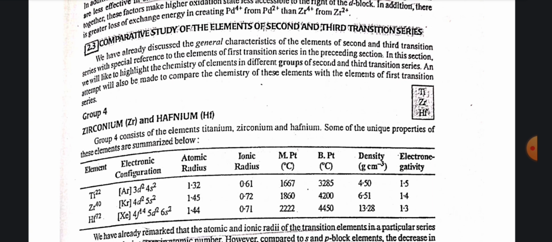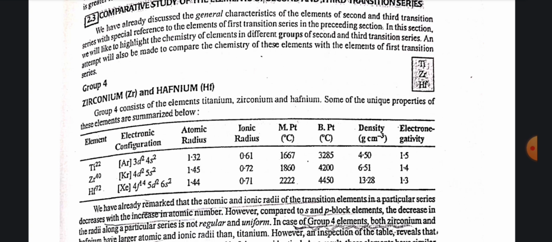Now we will talk about the comparative study of the elements of the second and third transition series. We have already discussed the general characteristics of the elements of the second and third transition series with special reference to the elements of the first transition series. In the following sections, we will highlight the chemistry of elements in different groups of the second and third transition series. An attempt will also be made to compare the chemistry of these elements with the elements of the first transition series.